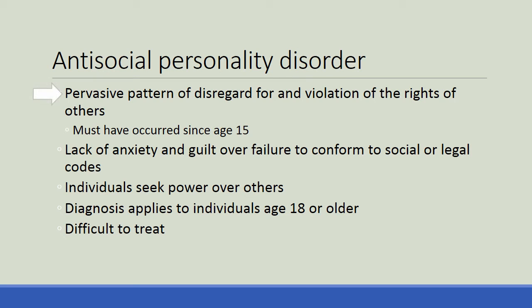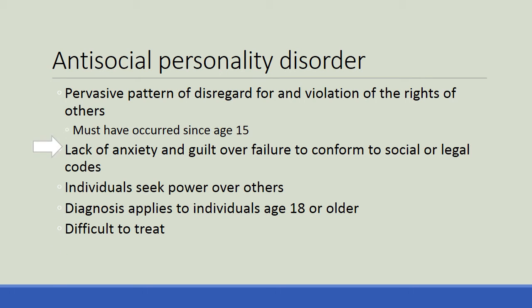There is a pervasive pattern of disregard for and violation of the rights of others, and this must have occurred since age 15. Researchers have found that childhood onset as a conduct disorder is common. Now, this disorder is also characterized by deceitfulness, callousness, and hostility. You may find individuals were repeatedly fired from jobs for arguing with their bosses or becoming aggressive with customers.